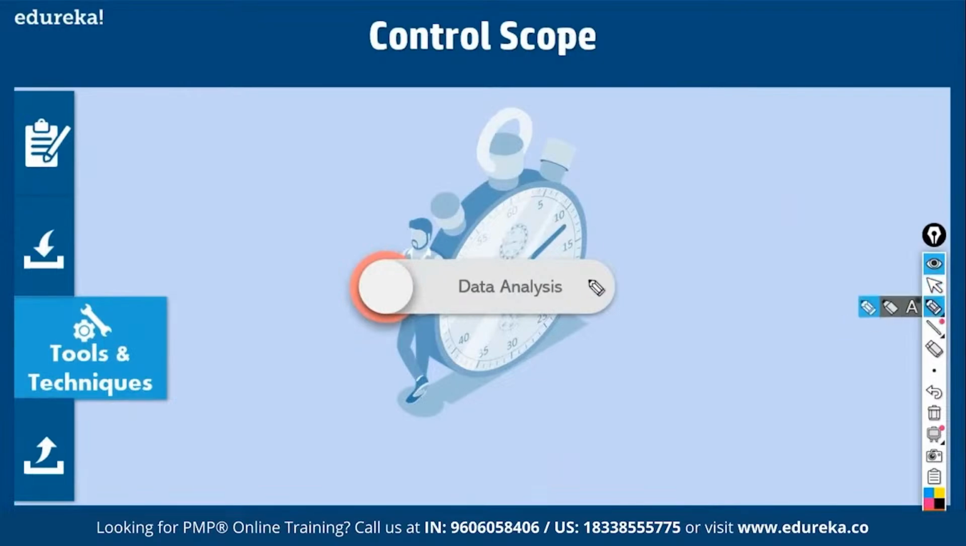So under data analysis, you have what is called variance analysis. Variance, I told you, is short-term analysis, comparing plan with actual. Then there is one more tool called trend analysis, which is a long-term analysis. So both of these are done as part of control scope.